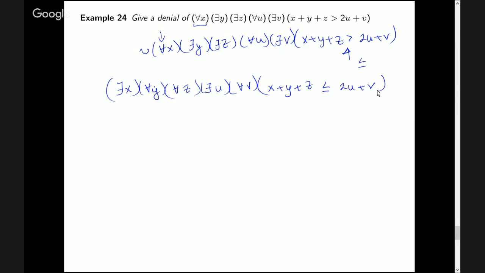This is actually a very important process for us to be able to do, because sometimes it's easier to prove the denial of something than the actual statement itself. And so we need to be able to do the denial of it. Because if we can prove the denial is true, then we know the original statement is false. So this is going to be one of our tools of proving things.